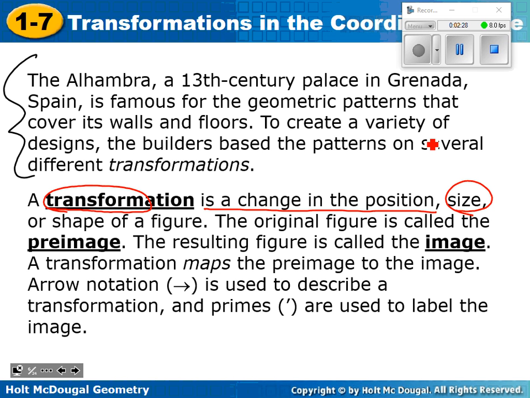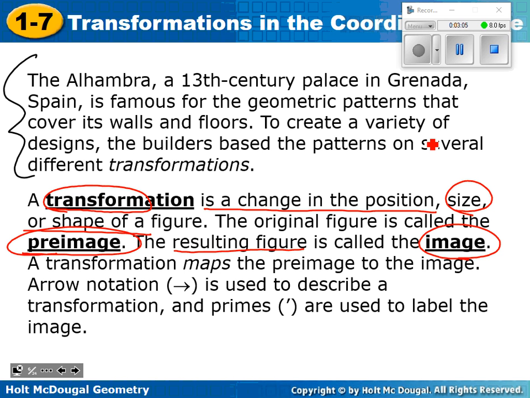So our shapes will not change size. If yours gets bigger or smaller, you've done something wrong today. It will not change the shape of it, although a transformation can change the shape of your figure. All of our transformations in the entire course of geometry will not change their shape. If you start with a triangle, you're going to end with a triangle, okay? The original figure that they give you is called the pre-image. The figure you get after you've transformed it is called the image. So pre-image is what you're given, image is what you get.